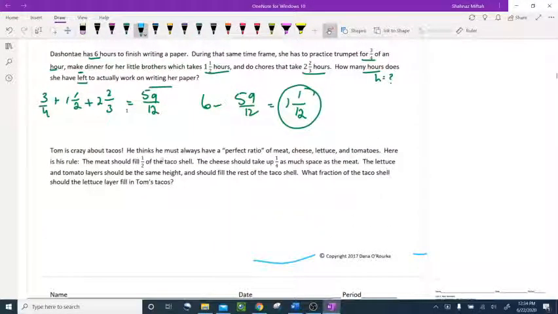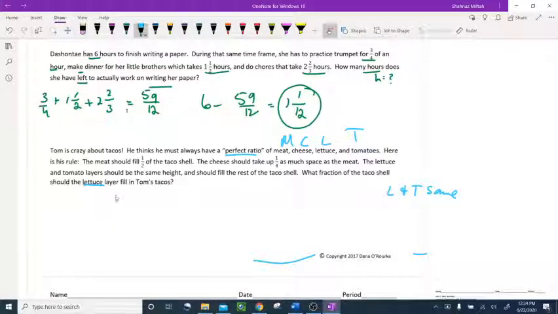Tom is crazy about tacos. He thinks he must always have a perfect ratio: meat, cheese, lettuce, and tomatoes. Here is his rule: the meat should fill 1/2 of the taco shell. The cheese should take up 1/4 as much space as the meat. Okay, the lettuce and tomato layers should be the same height, so lettuce and tomato should be the same. I'm just writing it here. They should fill the rest of the taco shell. What fraction of the taco shell should the lettuce layer fill in Tom's taco? So they are only asking for the lettuce.